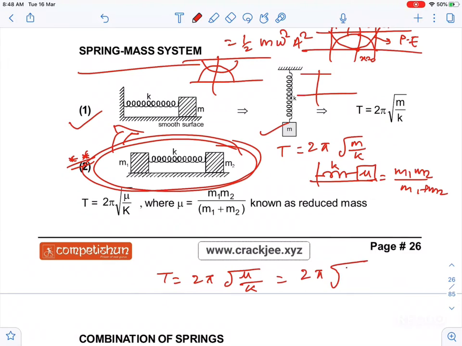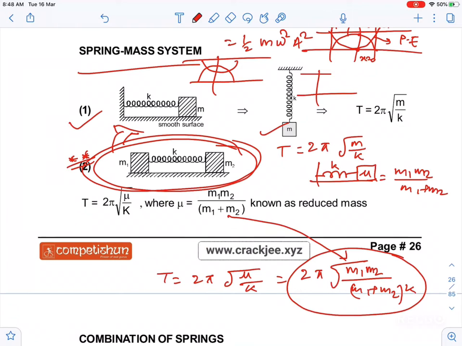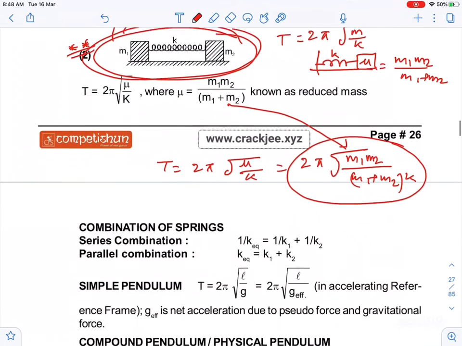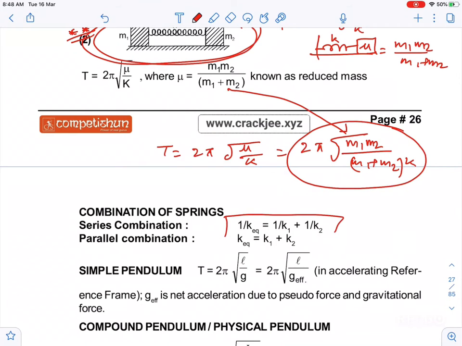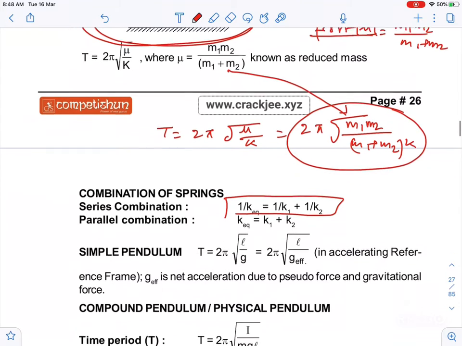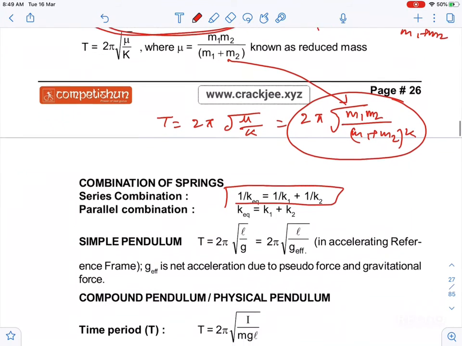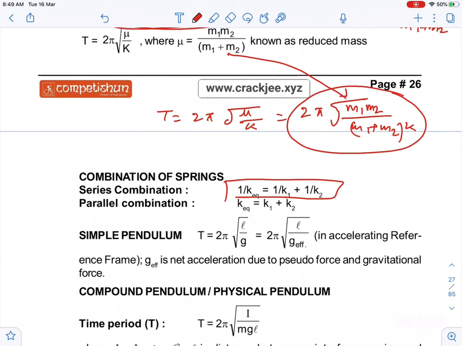So time period of this, which is very interesting to calculate, 2 pi under root m1 m2 divided by (m1 plus m2) into k, guys. Okay, so for the time period, I have just substituted the value of reduced mass here, which is m1 m2 divided by m1 plus m2. Keep in mind, this is very important again. This we have already discussed in Newton's law. Spring in series, resistance in parallel. Spring in parallel, resistance in series.